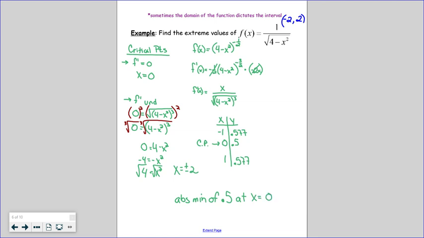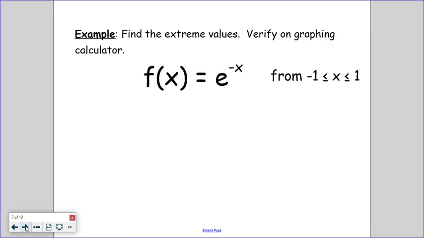Now remember, the others that I put on that list are not extrema. I just had to look at them to see what I was dealing with, a max or a min. Questions? All right.